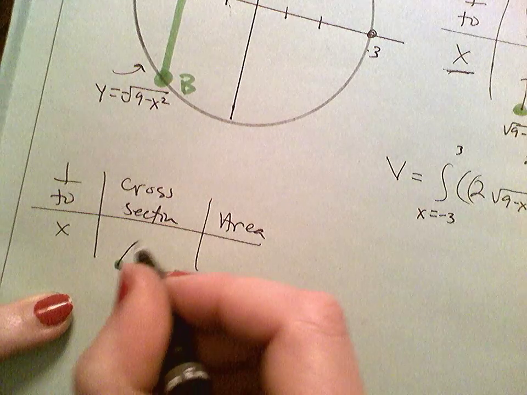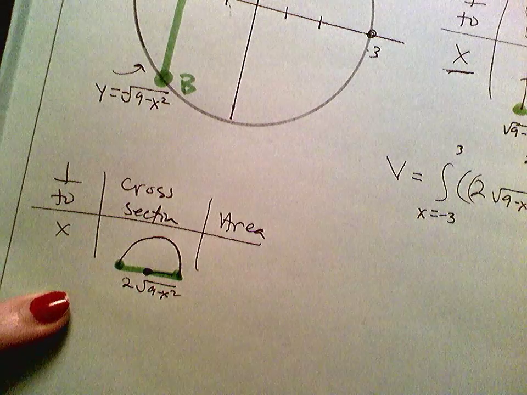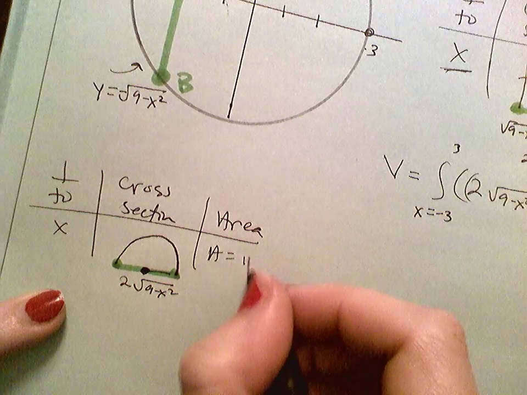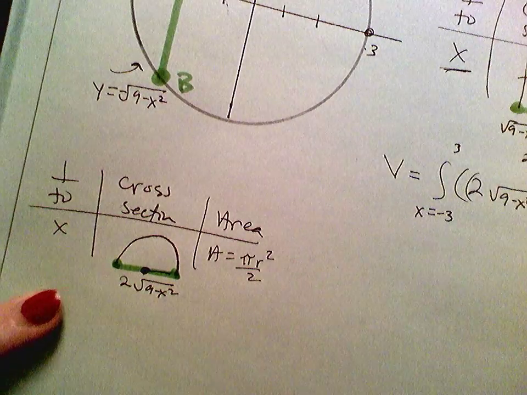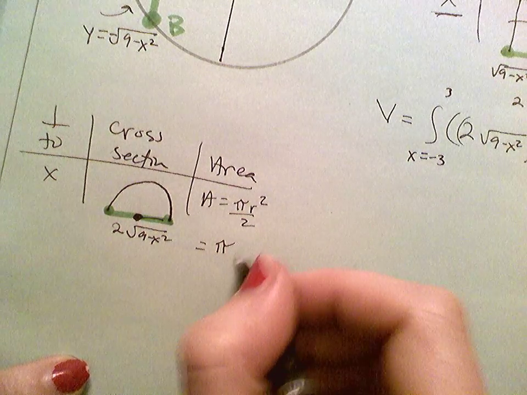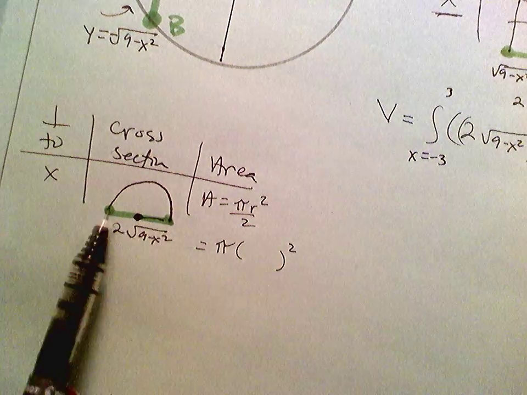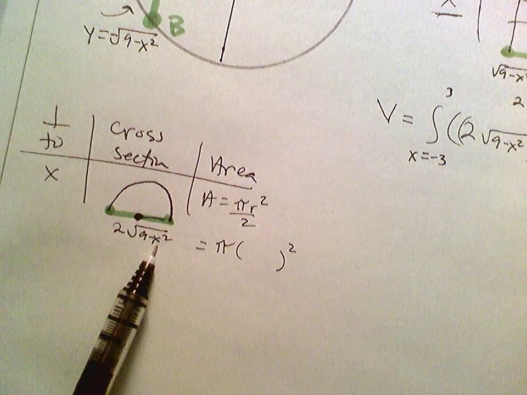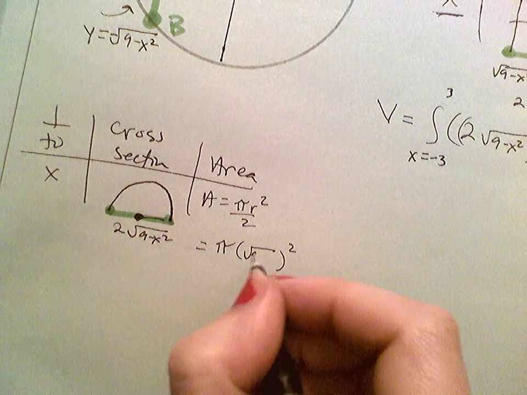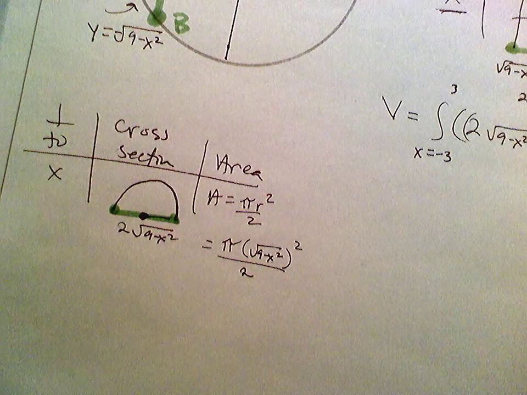Then let me just complete the semicircle, just like that. The area of a full circle would be pi r squared, but this is a semicircle, so we have to divide by 2. Now, what is the radius? This full diameter is 2 radical 9 minus x squared, so the radius is half that, which is radical 9 minus x squared. And then we divide by 2. So that's the area.